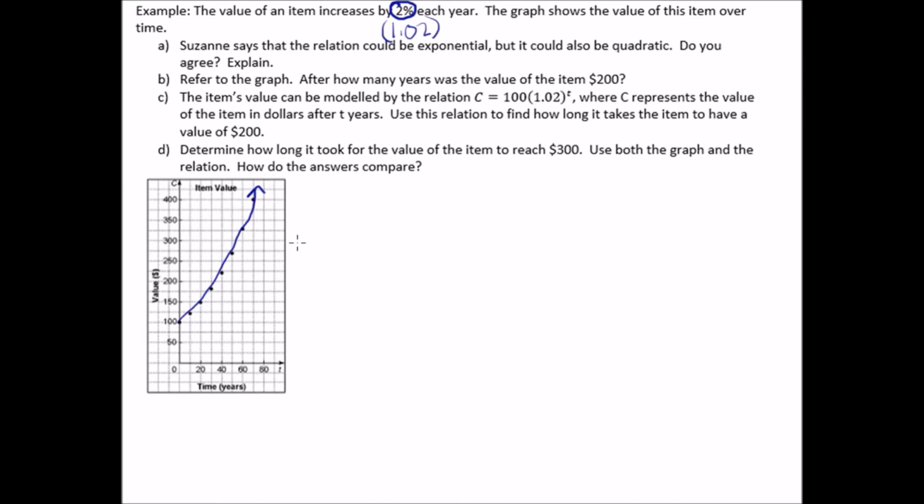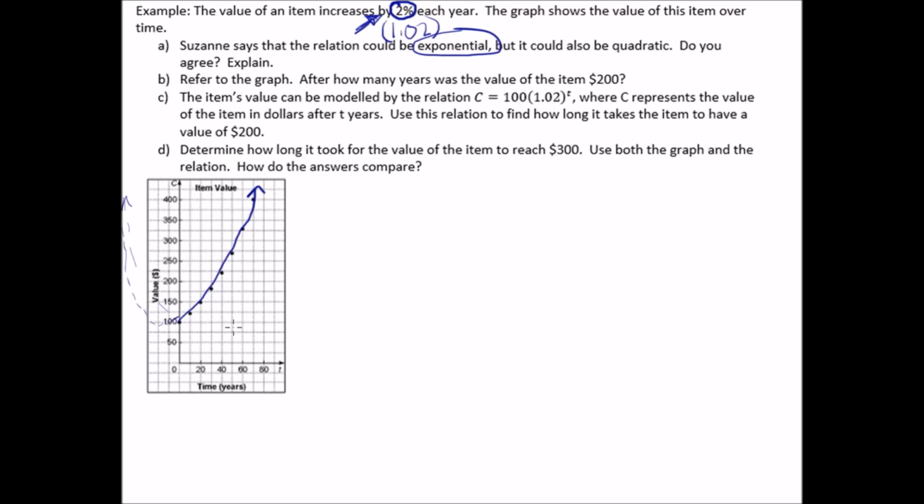Okay, let's talk about this. Maybe, if it goes like this, it could be looking like a quadratic, but when we talk about how the value of this item increases by a certain rate, as soon as we talk about rate, we know automatically that it is exponential. Okay? So if we have a little clipping of one part of the exponential, it may look quadratic, but really pay attention to the details in the question.